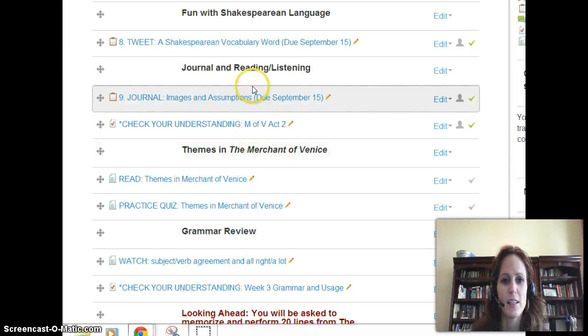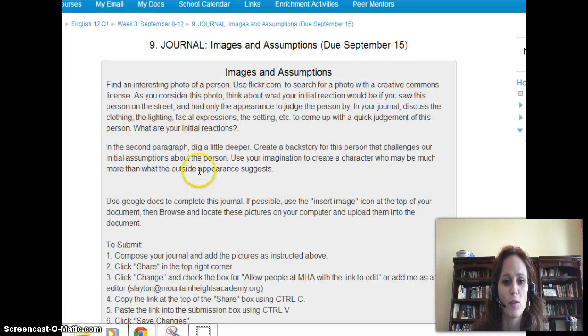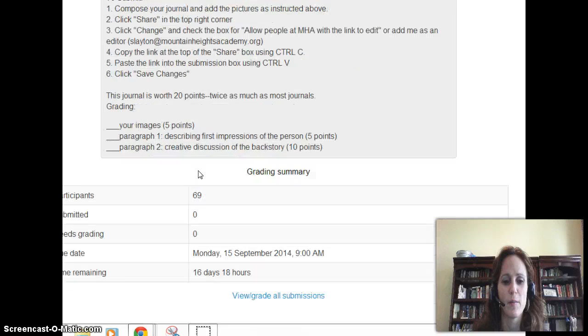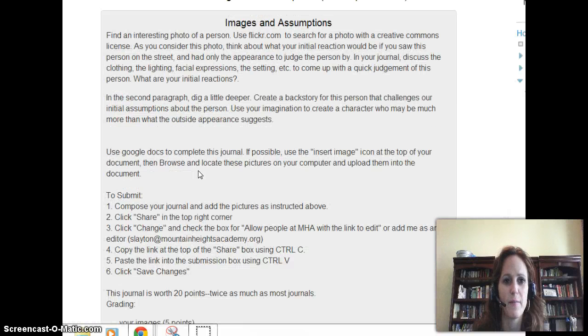The next thing is a journal that you will do called Images and Assumptions, and this one is worth 10 points instead of 20 points. Most journal assignments are worth 20 points, but this one's worth 10. So let's go over that a little bit. You will compose this journal in a new Google document. I want you to search for a photo. You can use flickr.com and do an advanced search so that you are looking for photos with a Creative Commons license, so that you're okay to share it.